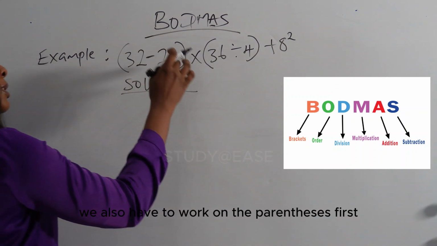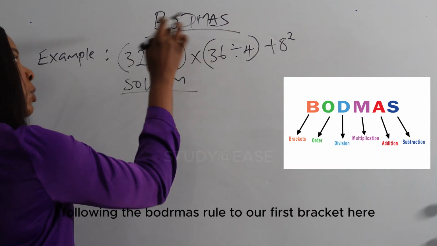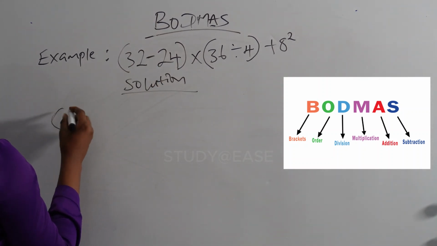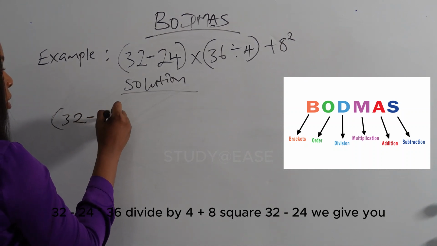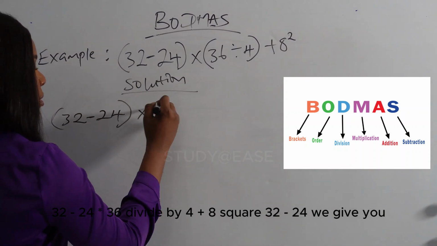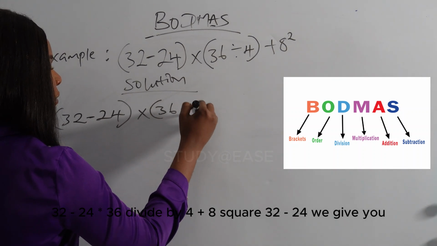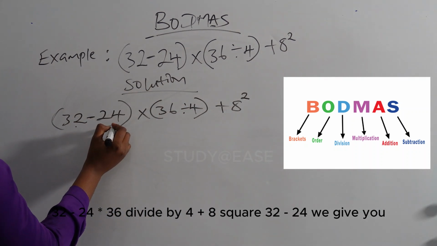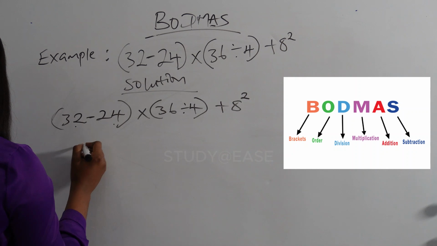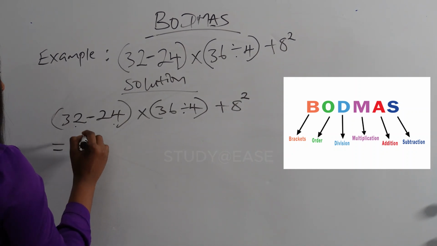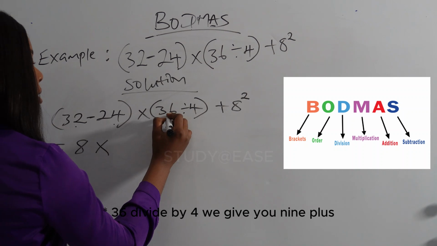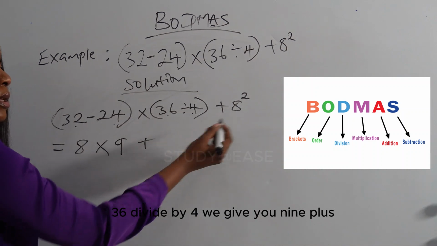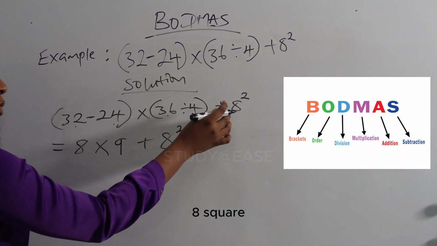So to do this, we also have to work on the parentheses first, the bracket first, following the BODMAS rule. So our first bracket here, 32 minus 24 times 36 divided by 4 plus 8 square. 32 minus 24 will give you equals to 8 times 36 divided by 4 will give you 9 plus 8 square.